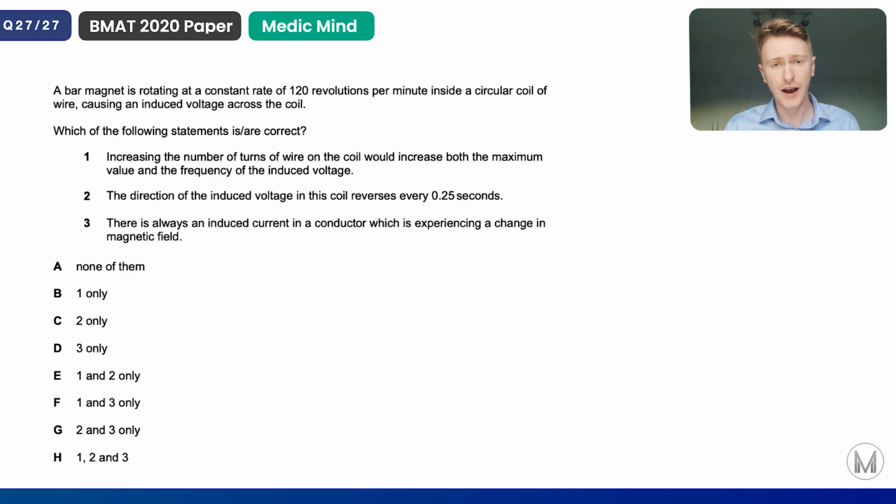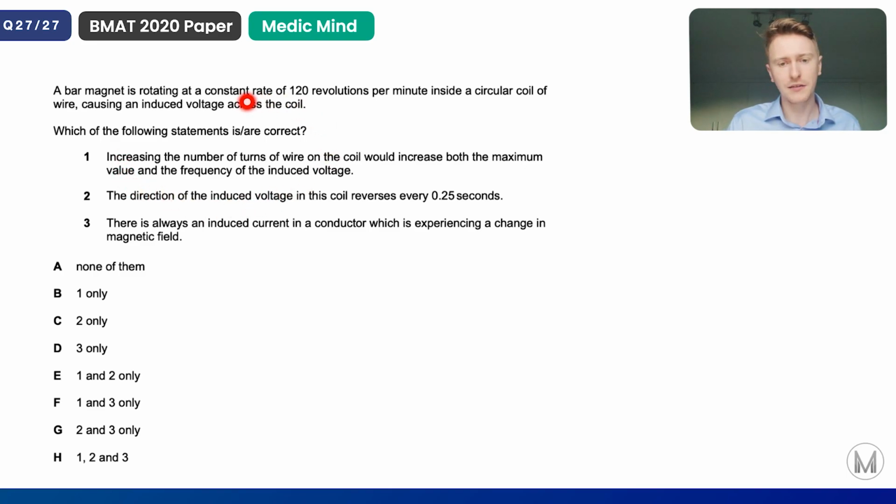Okay, and on to our final question of this paper. So you'll be glad to know this is the end. This is a physics question, and it's all about a rotating bar magnet. We're told about what can increase the frequency of the change in direction of the current, as well as the maximum voltage it creates.